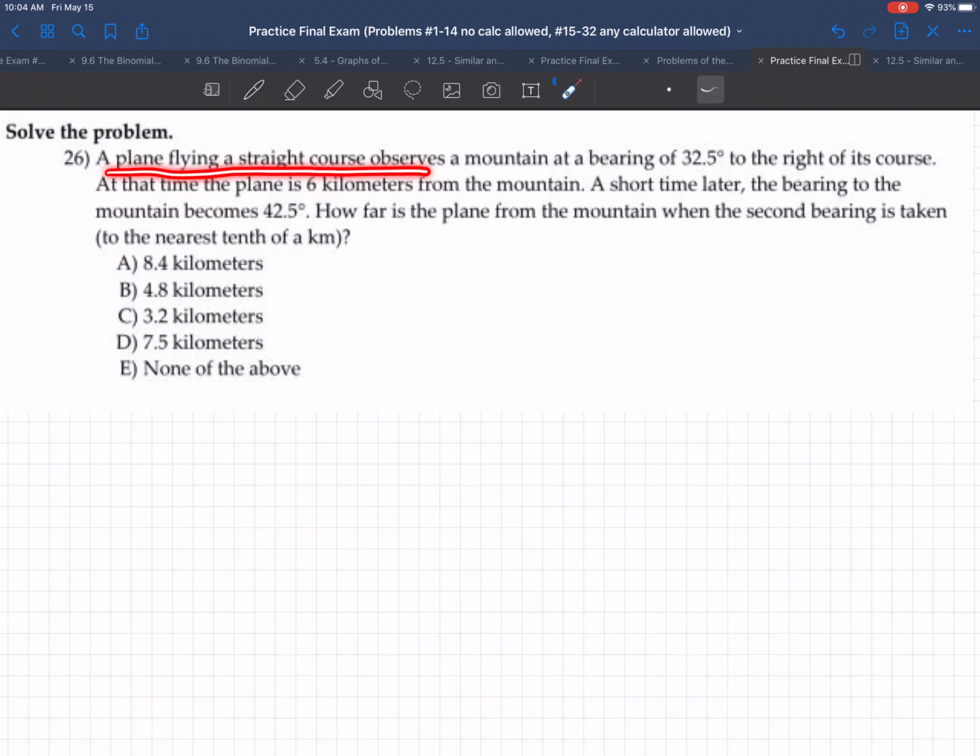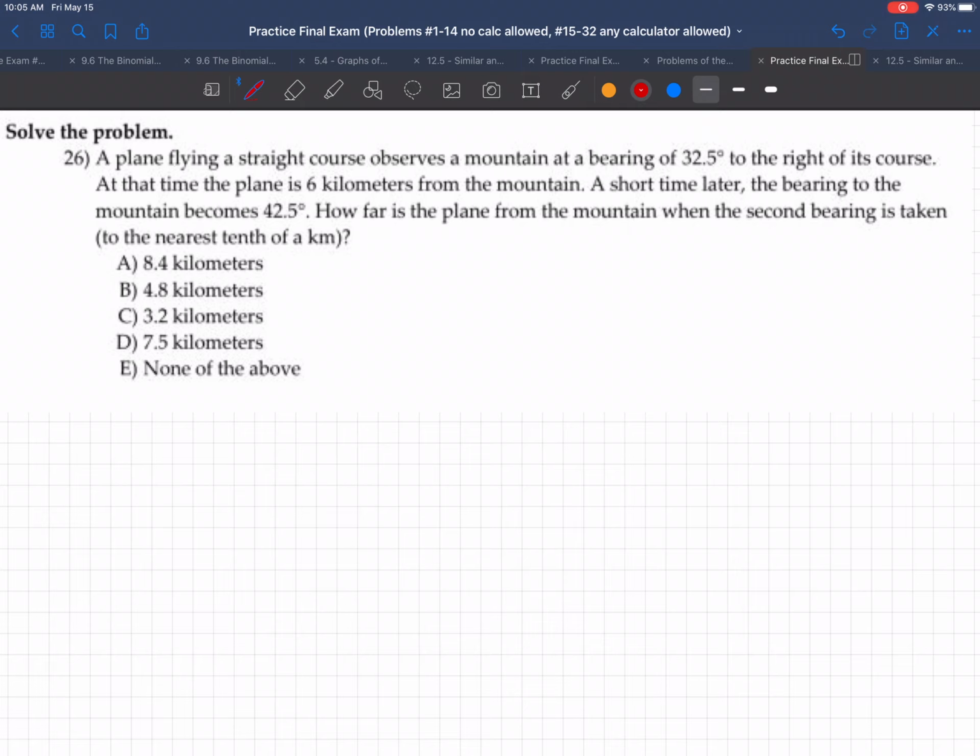A plane flying a straight course observes a mountain at a bearing of 32.5 degrees to the right of its course. At that time, the plane is 6 kilometers from the mountain. A short time later, the bearing to the mountain becomes 42.5 degrees. How far is the plane from the mountain when the second bearing is taken?